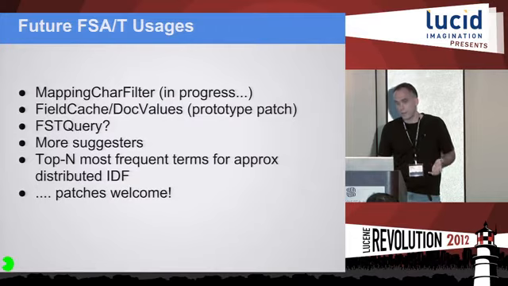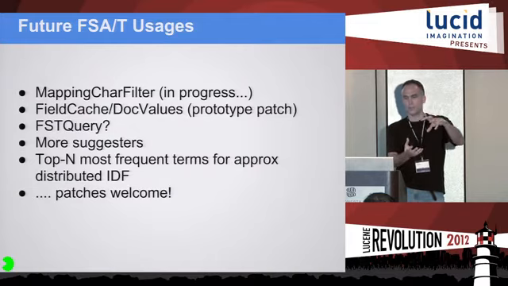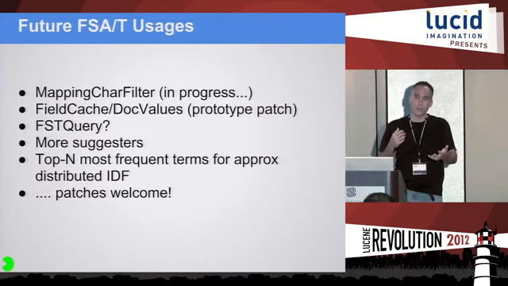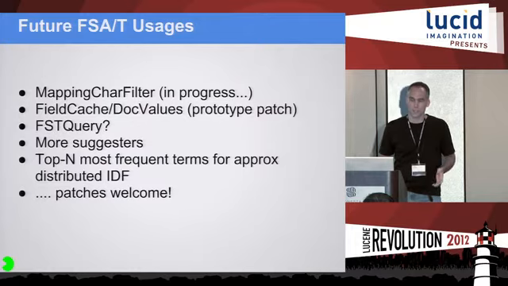Another idea we've batted around, but there's no patch out there yet, is just like you have AutomatonQuery, which will let you match all of the terms that the automaton matches, all the documents that match those terms. Perhaps you want to assign weights to those because you want to give a different boost to different terms. So if we had an FST query or a WFST query, then you could do that. Suggesters, I think there's a lot of stuff we're still exploring with suggesters. There's a lot more work to do there.